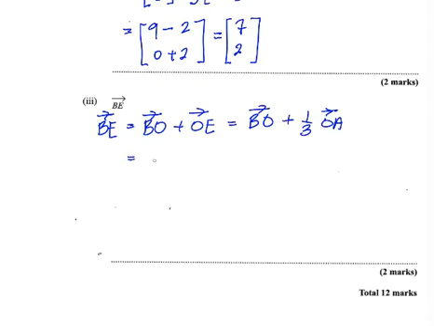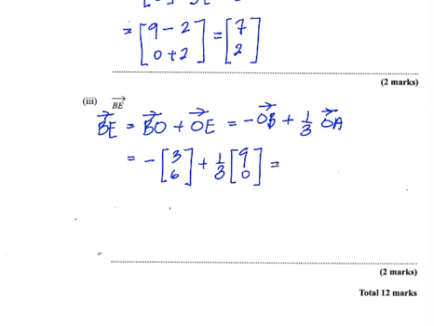We should make a correction here, or say something here: the vector BO is minus the vector OB. So this is minus (3, 6) plus 1/3 of (9, 0).